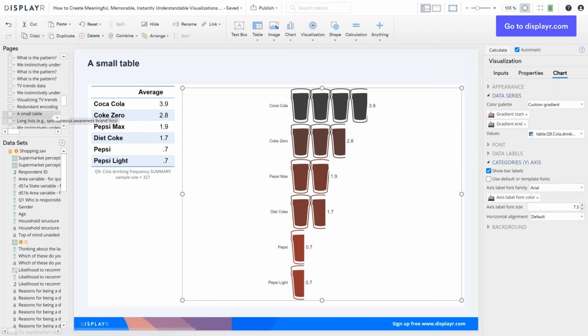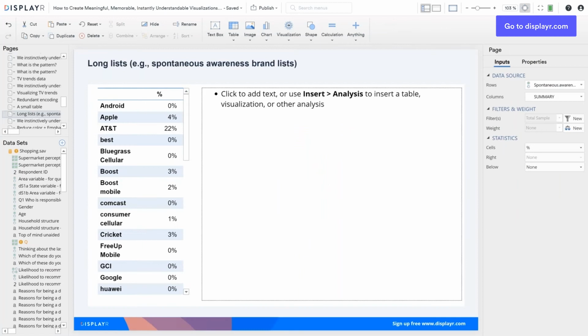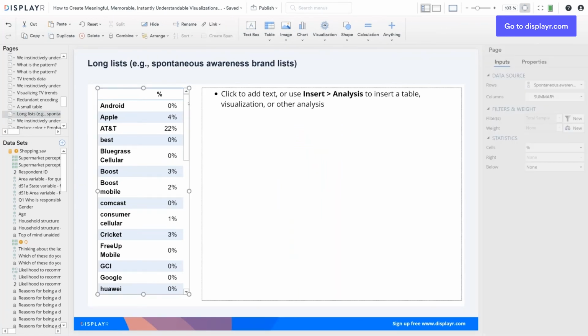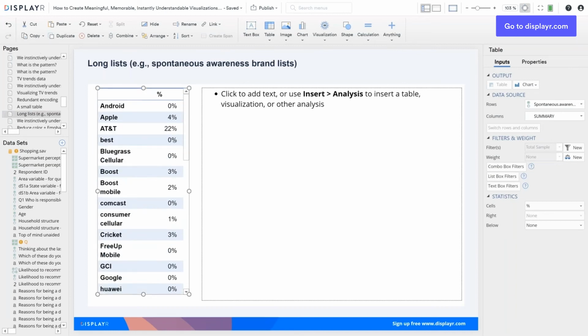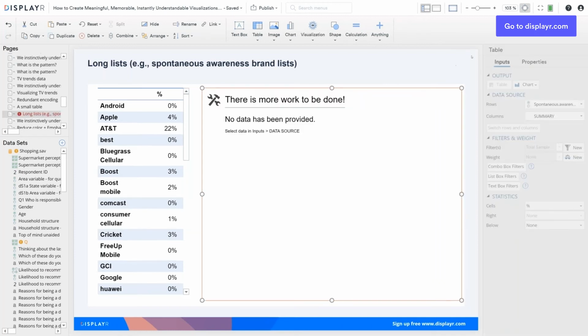Let's do a more challenging example. Here's a type of problem we're all familiar with. I've got some spontaneous awareness data, but it's led to this massive table that's just too big to even fit on a page. How am I going to visualize it? Well, because we're good at instinctively understanding height, column charts are often the go-to chart. They're the ones our brain's probably best at decoding.